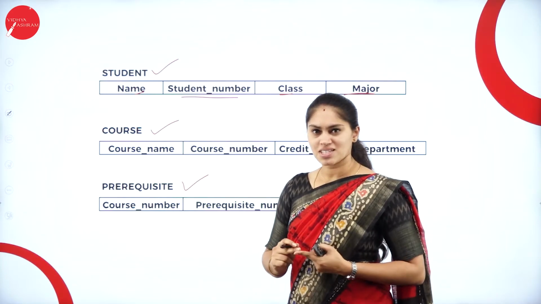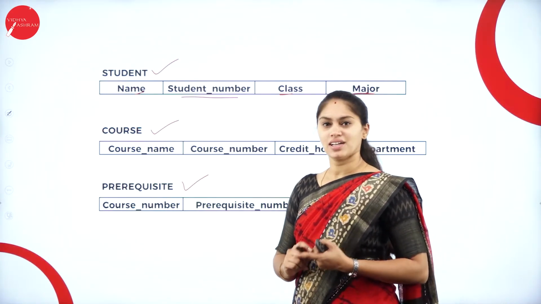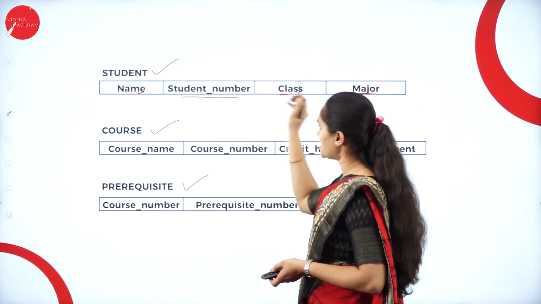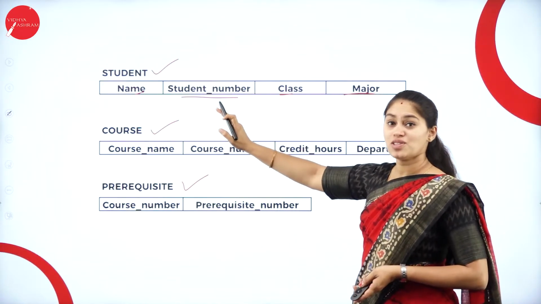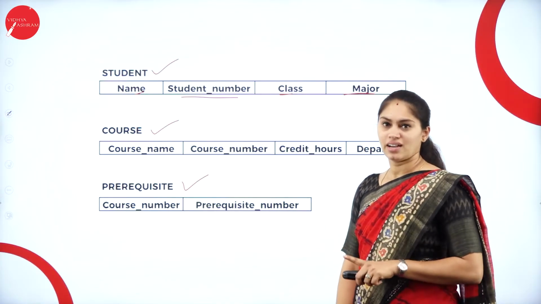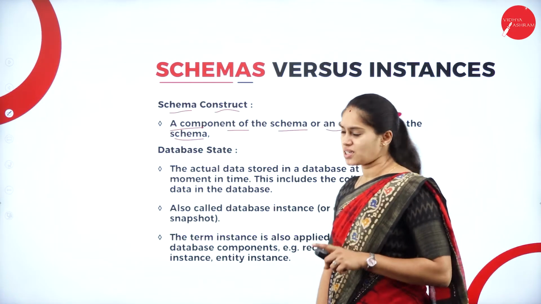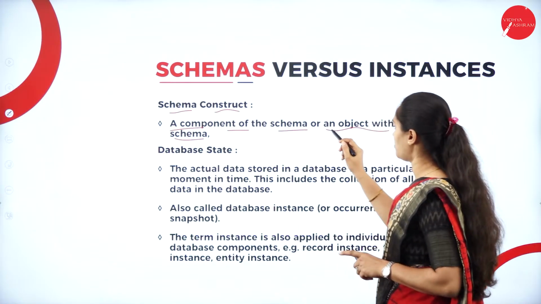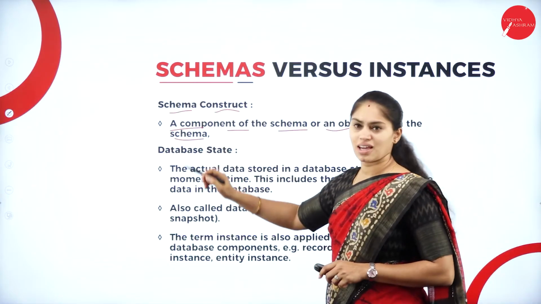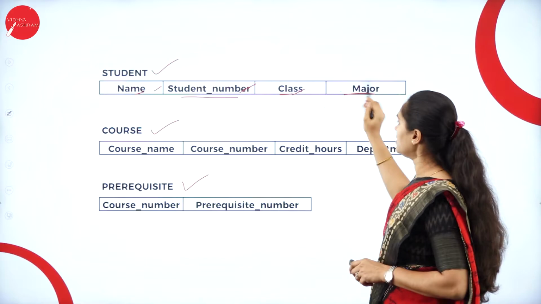It has a database structure, and it has to specify the data type along with some of the constraints. So I am representing it with some illustrative representation. Then I can call this a schema diagram. Now you can see here, what do you mean by schema construct? A component of a schema or an object within the schema. Then I can consider all these as a schema construct.